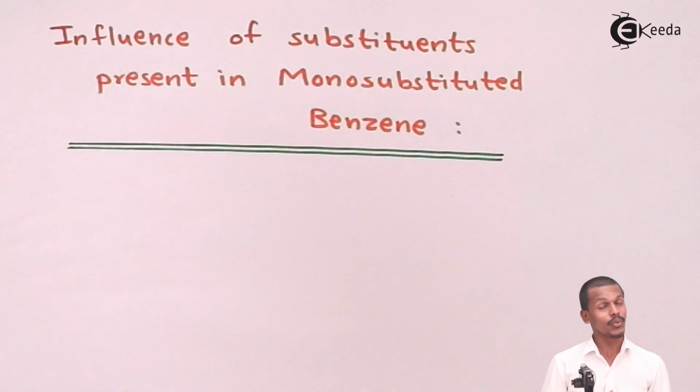So now we are doing a study of the influence of the substituents present in the monosubstituted benzene. Because in the previous lecture we got to know that the products we get by using the various methods to prepare a benzene derivative are basically monosubstituted. So what happens if a monosubstituted benzene again undergoes a substitution reaction?